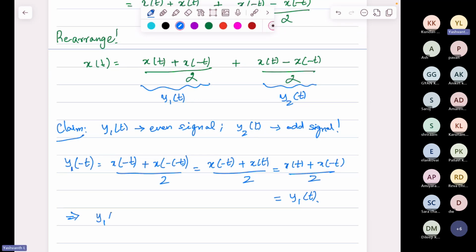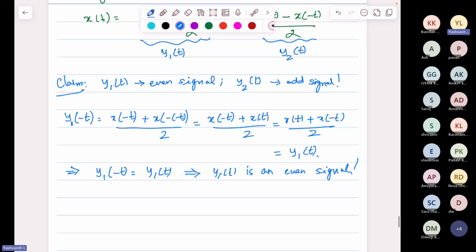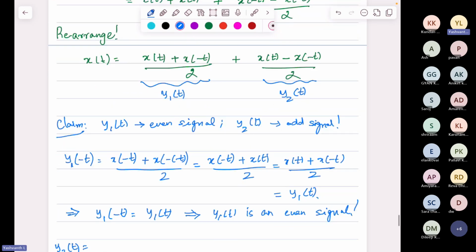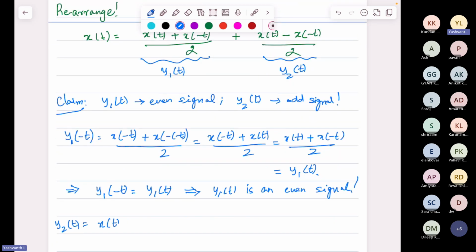This implies that y1 of minus t equals y1 of t. That means your y1 of t is an even signal, because that's the definition of an even signal, right? Now similarly, let's take y2 of minus t. First let me write y2 of t. What was it? x of t minus x of minus t by 2.